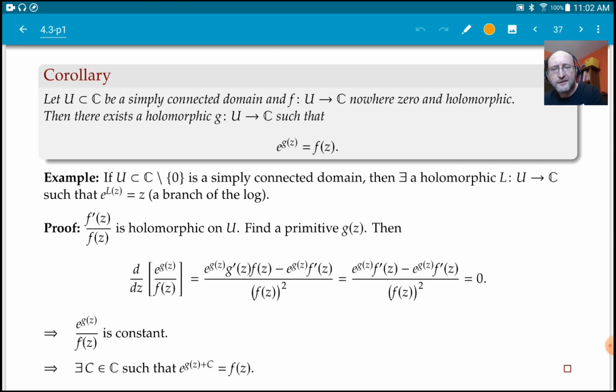All right, well, that means that e to the g is a constant times f, and that constant is non-zero. I can write this constant in a different way, and basically add some constant to g. So I can write f as e to the g plus some c, and that's what we wanted. So maybe it wasn't quite g, but it was up to a constant. It was the right g that we were looking at here.